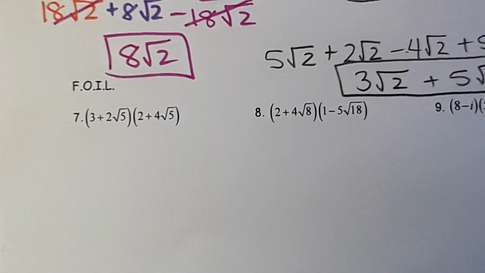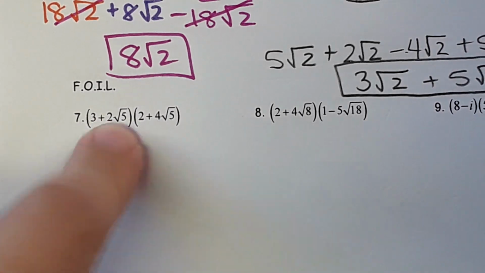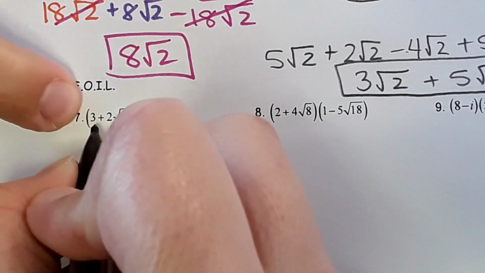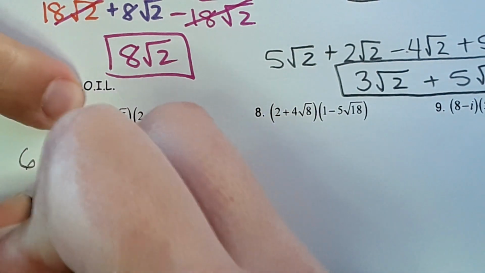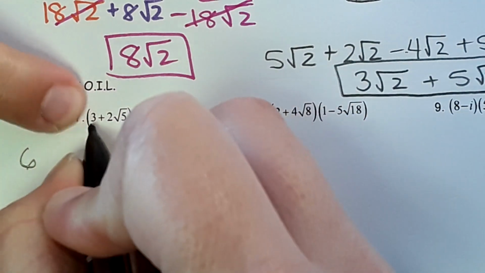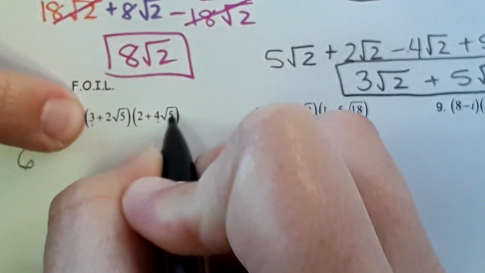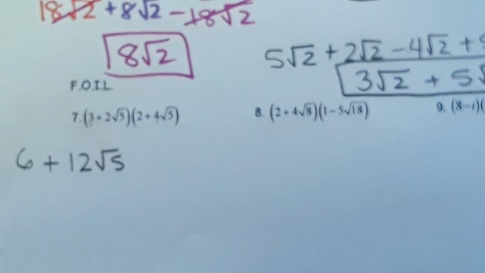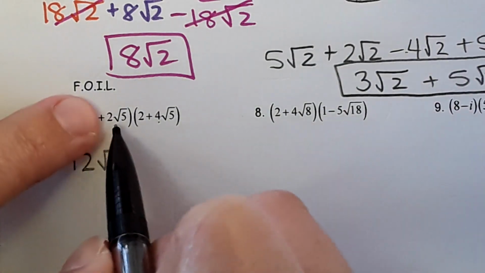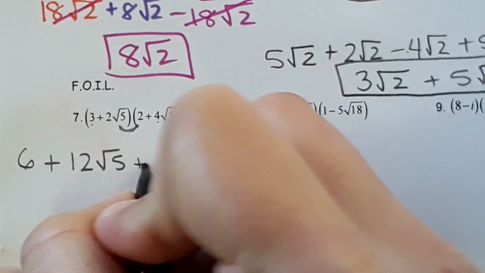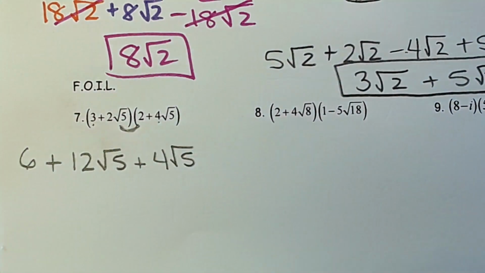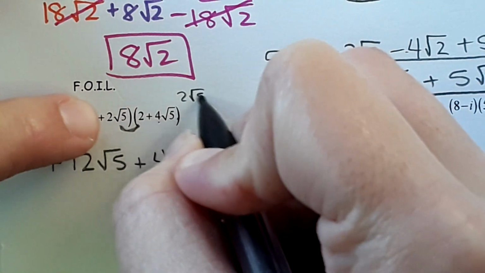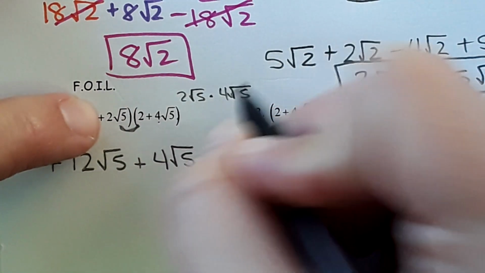Okay, so number 7, and now we're going to FOIL these. FOIL means first, outside, inside, last. So FOILing first, 3 times 2 is 6. Outside, 3 times 4 square root of 5 would be 12 square root of 5. Then inside would be these two multiplied, 4 square root of 5. And then last, so we're going to do 2 square root of 5 times 4 square root of 5.